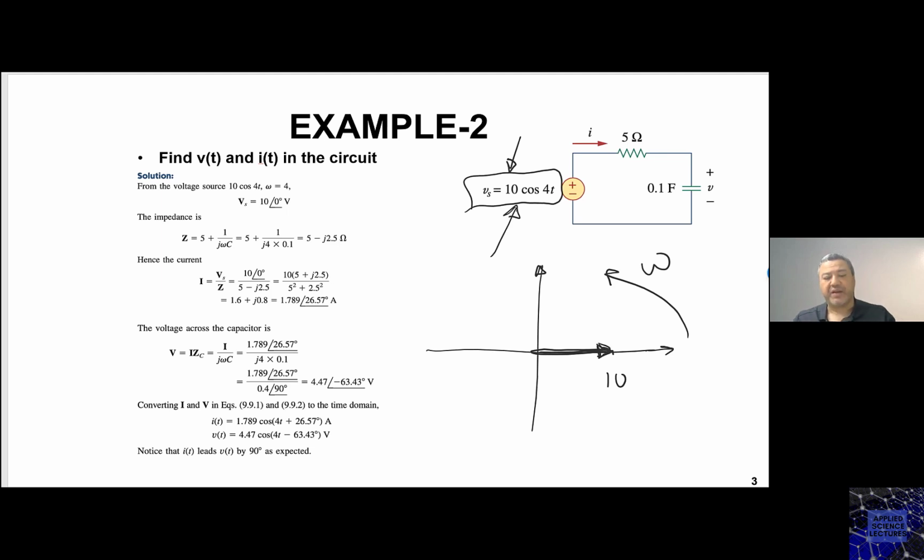So now in phasor representation, what I'm going to do is freeze the time at t equals 0, for example.